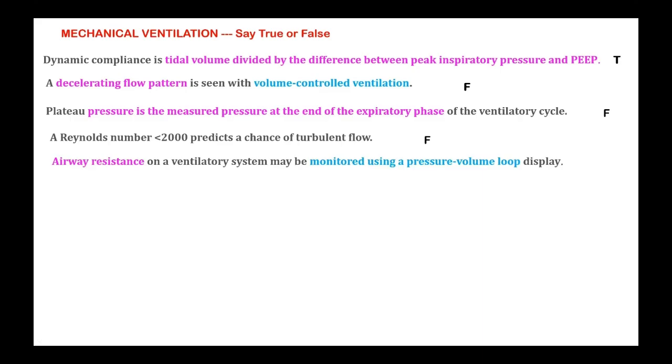Airway resistance on the ventilatory system may be monitored using the pressure volume loop display. True. You can see, it will cause what is called bowing of the loop. Just like a bow getting bent, it will increase the volume loop.